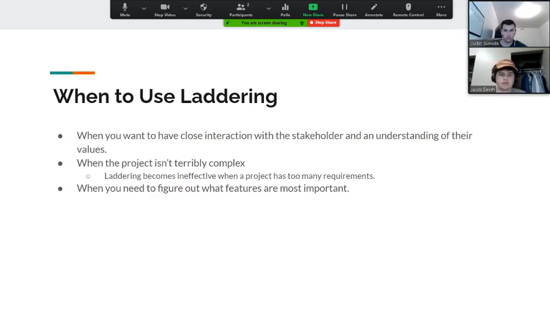But probably one of the best things about laddering is that you can see which features are the most important, if you conduct the interview right, and if the stakeholder is engaged throughout the whole process.